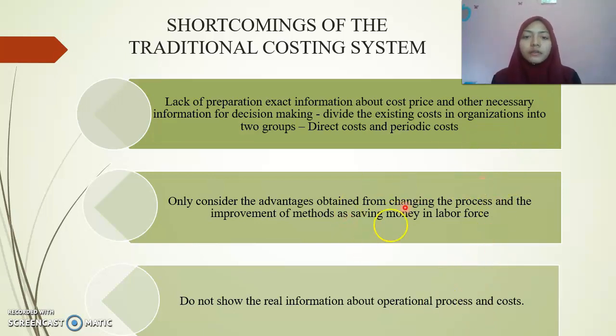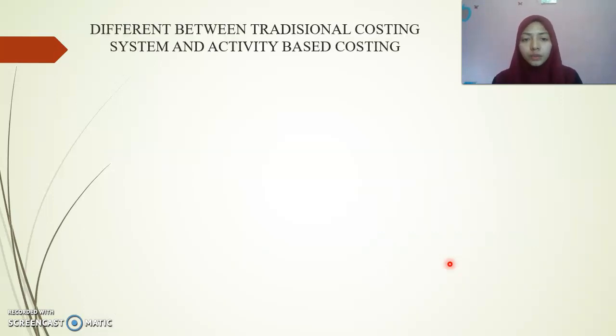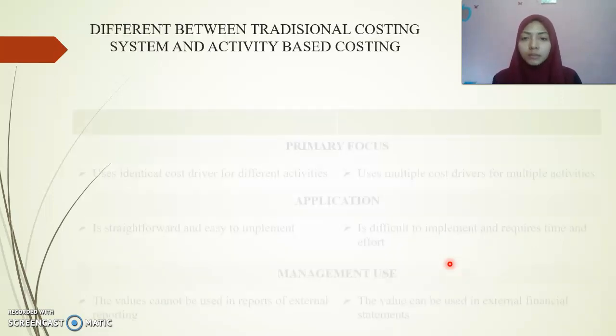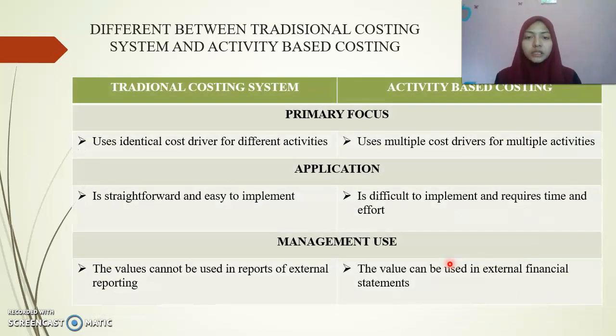Because of these shortcomings, the traditional costing system was replaced by activity-based costing. Alright, now we will see the difference between the traditional costing system and activity-based costing by three factors, which are primary focus, application, and management use.